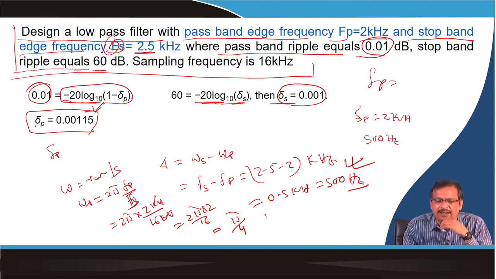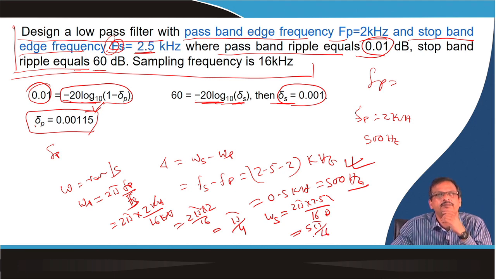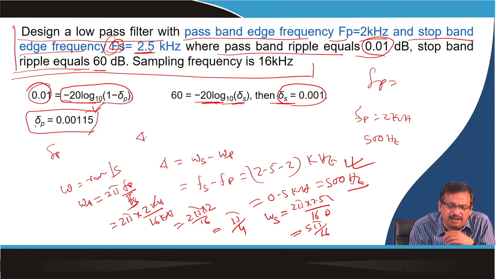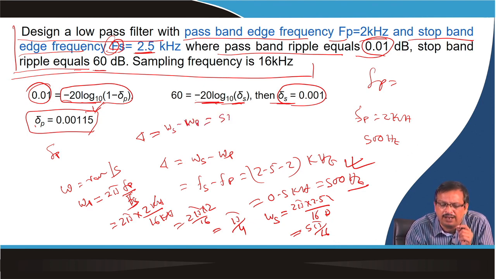Then what is omega s? Omega s is again nothing but 2 pi into 2.5 kilohertz divided by 16 kilohertz. So kilohertz is not required. I can say it is nothing but 5 pi by 16. What is the delta transition bandwidth? It is 500 hertz. I can directly say omega s minus omega p, which is nothing but 5 pi by 16 minus pi by 4.